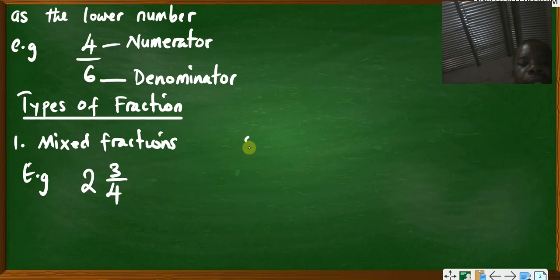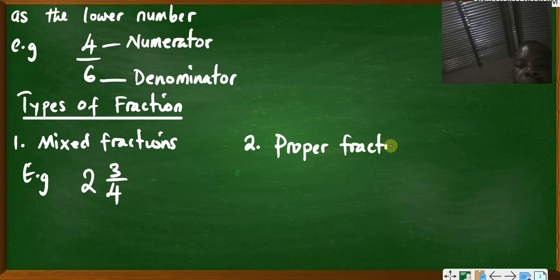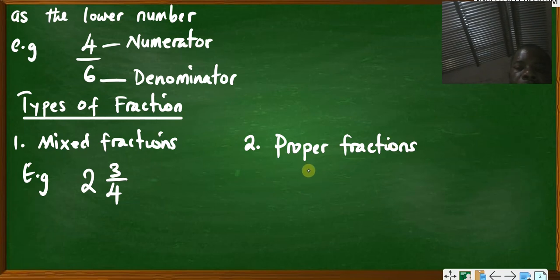Then the other type of fraction, number 2 here, we call it single fraction or proper fraction. So a proper fraction is the one written like, maybe I have 4/5. So this one is a proper fraction where you have a single fraction like this with the upper number bigger than the lower number. So the numerator here, 4, is bigger than the denominator. So such a fraction is called a proper fraction.